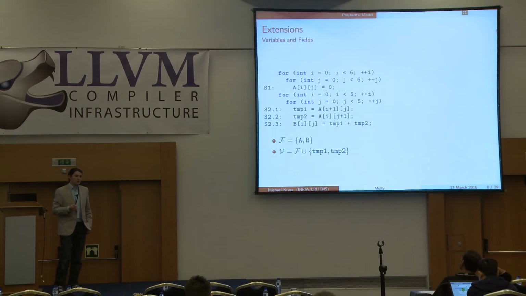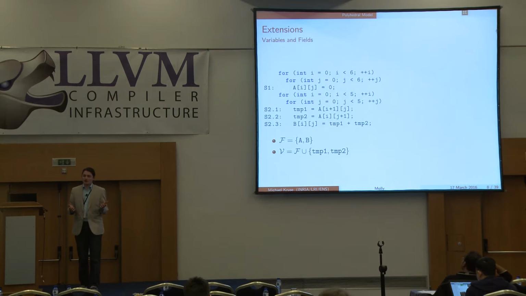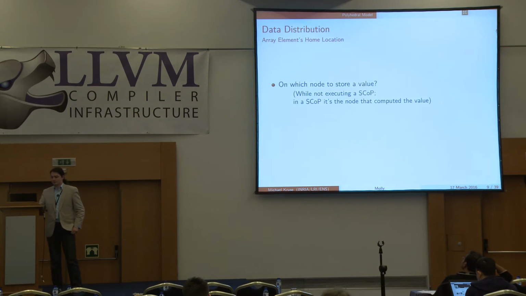We also have an extension. I make a distinction between fields and variables, where fields are distributed along all the nodes. You can see it as a distributed memory architecture, and we distribute different elements of those arrays to different nodes. Whereas variables are private per node, so they are not distributed.